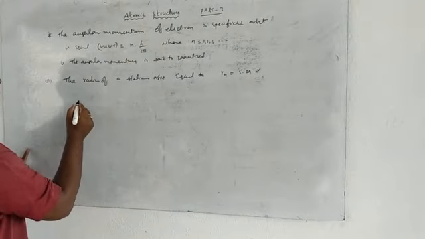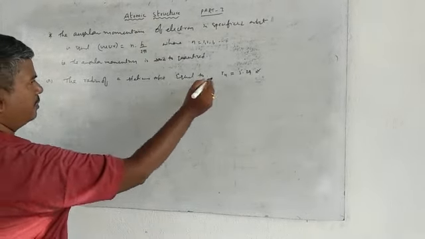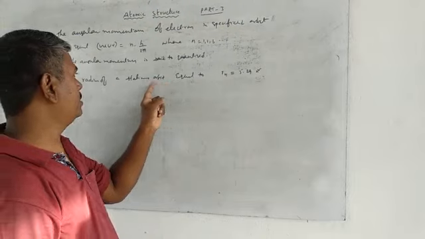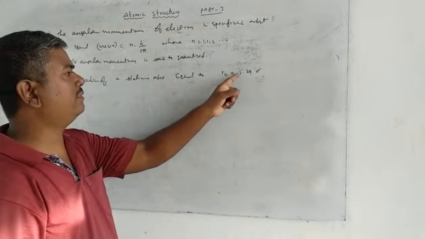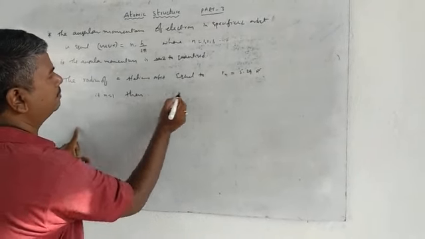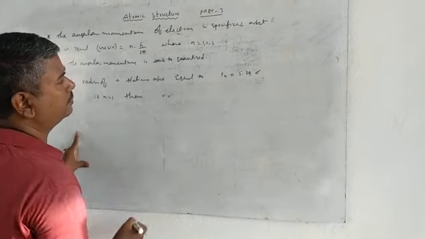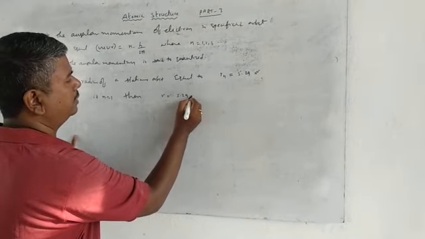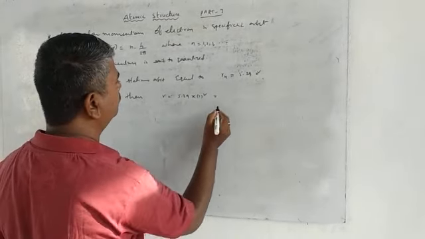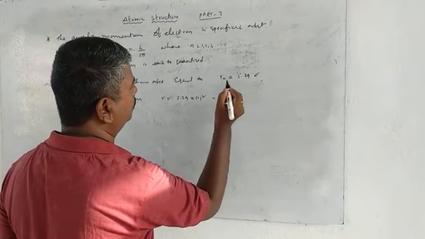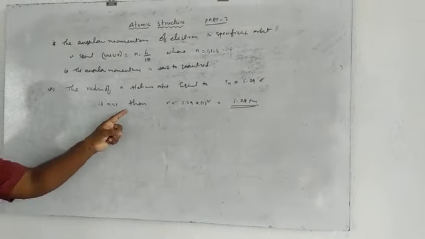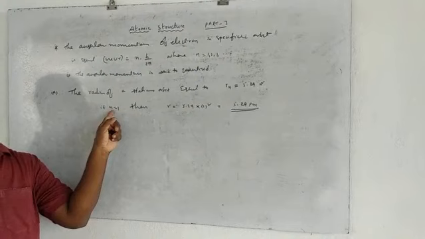So from this Bohr atomic model, the atomic radius, that means the first stationary orbit radius, will be given as follows. If n equal to 1, then substitute the value: r equal to 5.29 into 1 square, that equals 5.29 pm. That is the radius of the first stationary orbit.